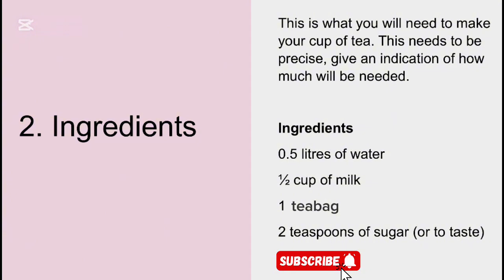Number 2 is ingredients. This is what we need to make your cup of tea. This needs to be precise, give an indication of how much will be needed. Remember, you are writing a recipe for somebody that doesn't know what to do and what to use. Right, so let's look at my examples. Ingredients: 0.5 liters of water, a half a cup of milk, 1 tea bag, 2 teaspoons of sugar, or to taste. Please include this because not everyone adds the same amount of sugar to their tea.